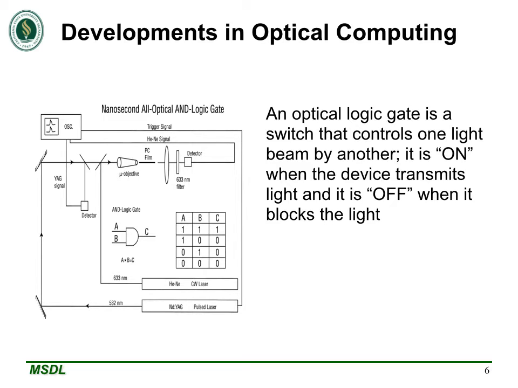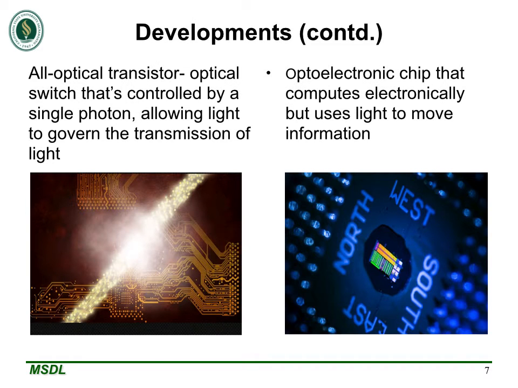An optical logic gate is a switch that controls one light beam by another. If it is on, it can transmit the light. If it is off, it will block the light. Then we have the optical transistor. An all-optical transistor is a switch that's controlled by a single photon, allowing light to govern the transmission of light. So the experimental realization of the fundamental component of computing circuits has been developed. This switch can also be used as a photon detector. If the photon has struck the atoms, light won't pass through the cavity. That means we have a device that can detect a photon without destroying it.